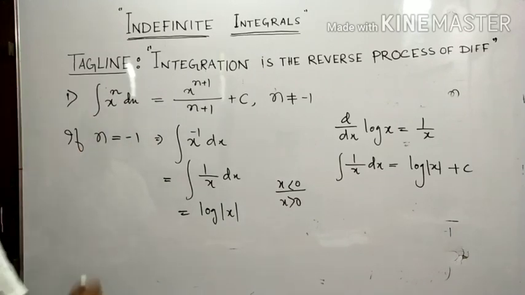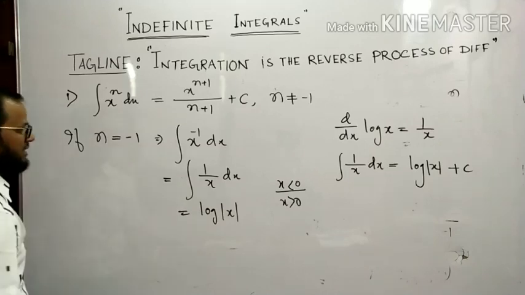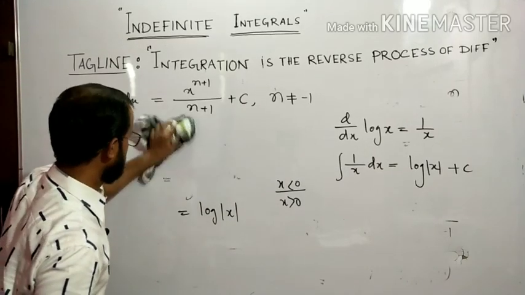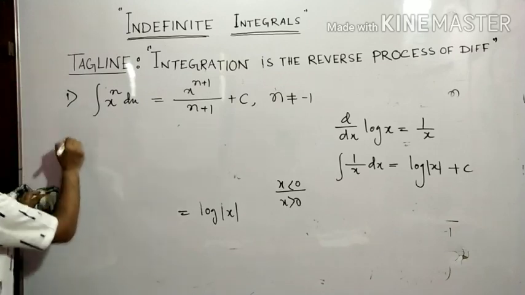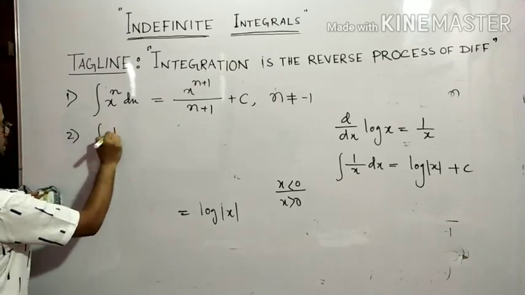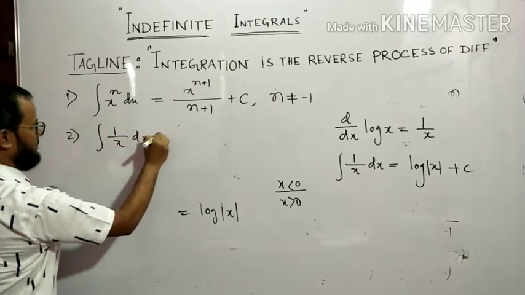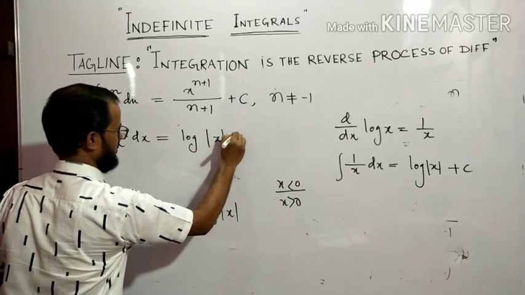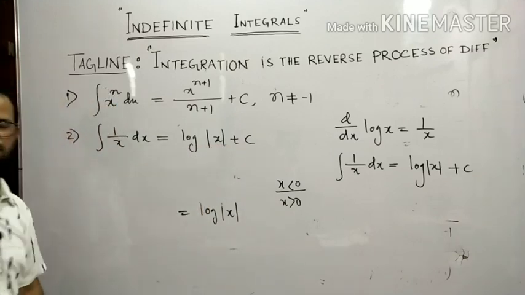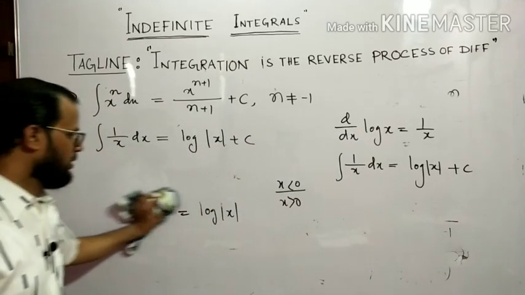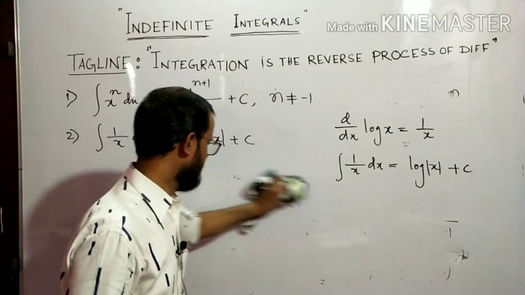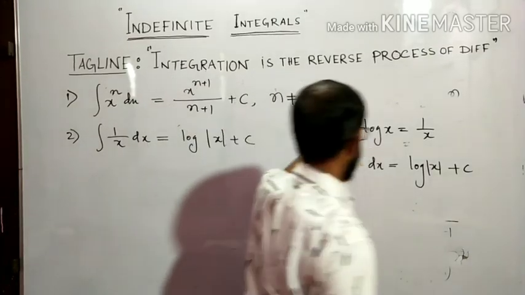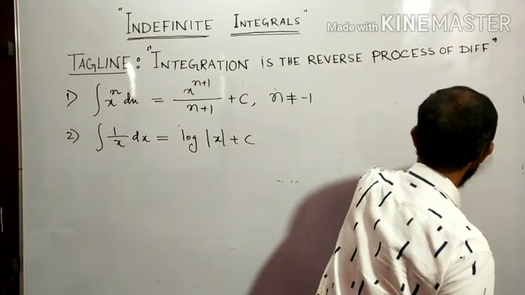So this is one, and this is, suppose, number 2: integration 1 by x dx equal to log modulus x. So remember why I am giving modulus, to define the log, otherwise log may be undefined.